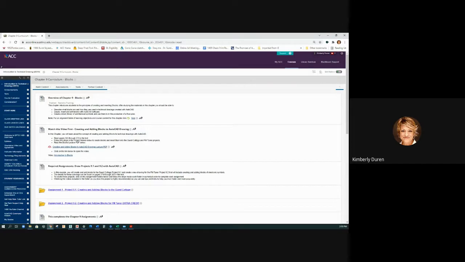If you want to get your book out, let me see where it is. Chapter 9, right there. It starts on page 366, 367. So we're going to be working in our guest cottage with blocks, creating blocks. But there are some really particular things that you need to know about blocks before you create them.